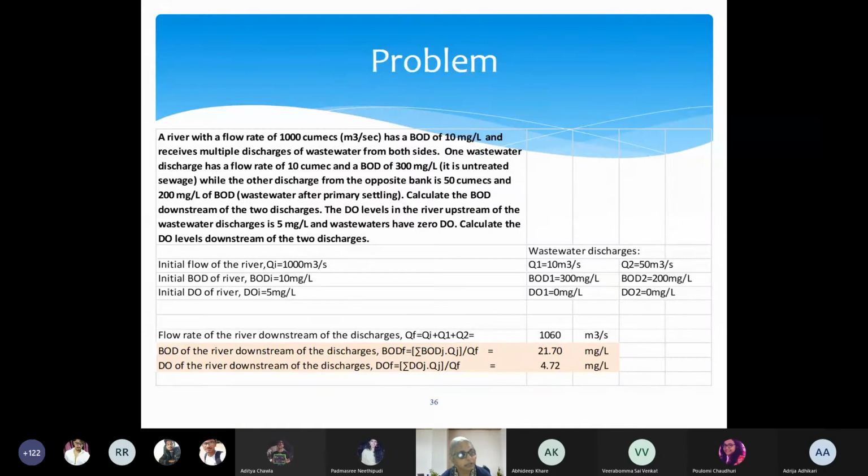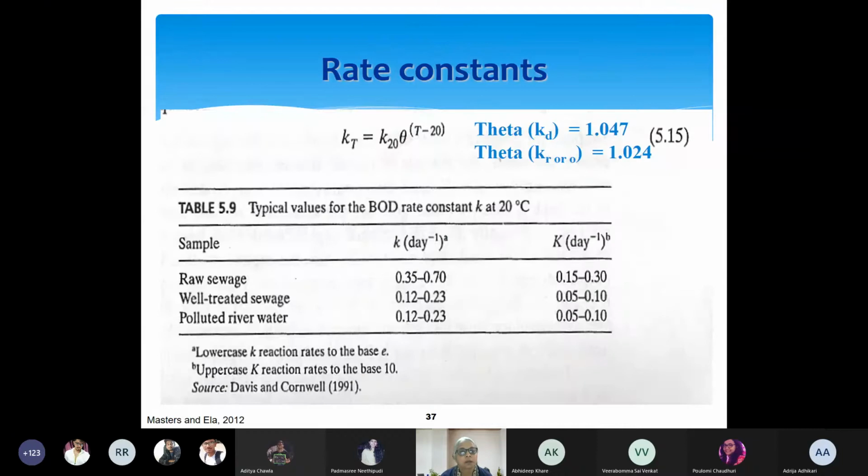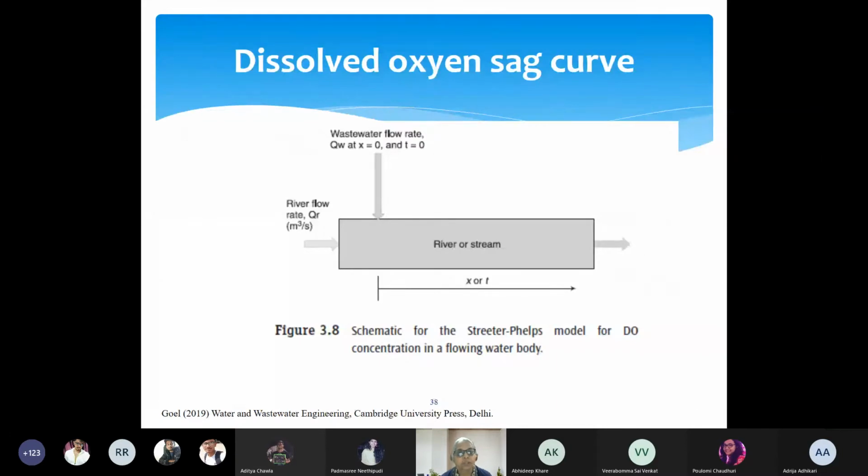This is a problem that tells you how to do the mass balance. We will, like I said, do this at the end of the class. We'll come back to this point. So let's go through the derivation of what we call the dissolved oxygen sag curve. And like I said, it's also called the Streeter-Phelps model.